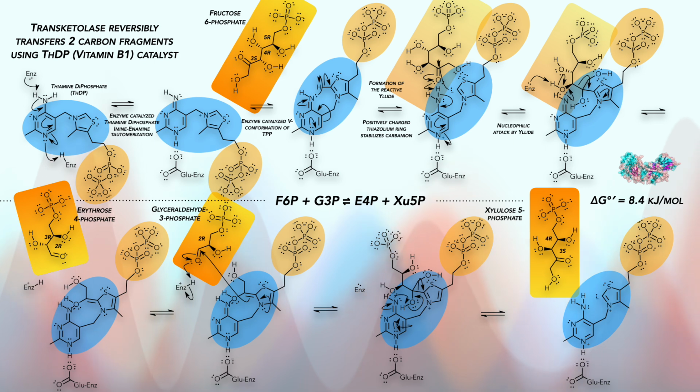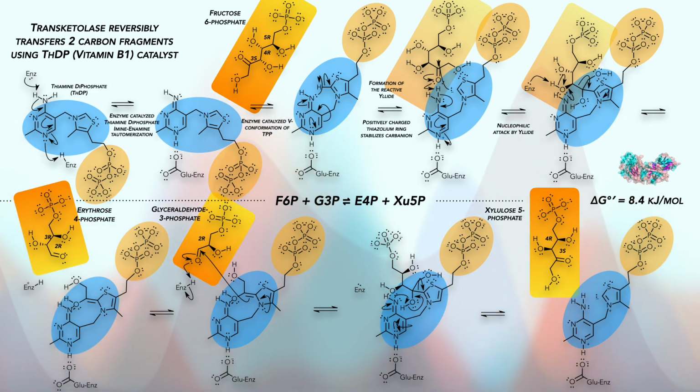Here we introduce transketolase, which initiates a 2-carbon transfer. Transketolase uses thiamine diphosphate, derived from vitamin B1, to transfer a 2-carbon fragment. The aminopyrimidine and thiazolium portions of THDP cooperate to generate the reactive ylide. The positively charged thiazolium ring stabilizes carbanion character adjacent to it.